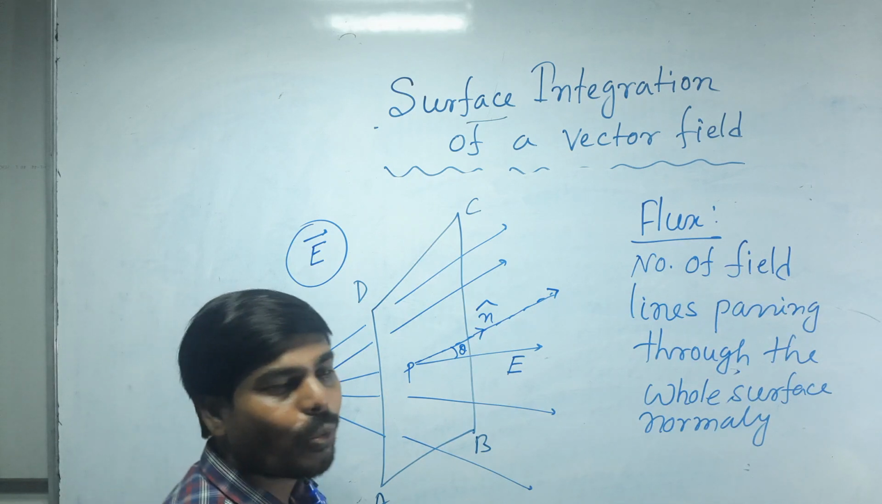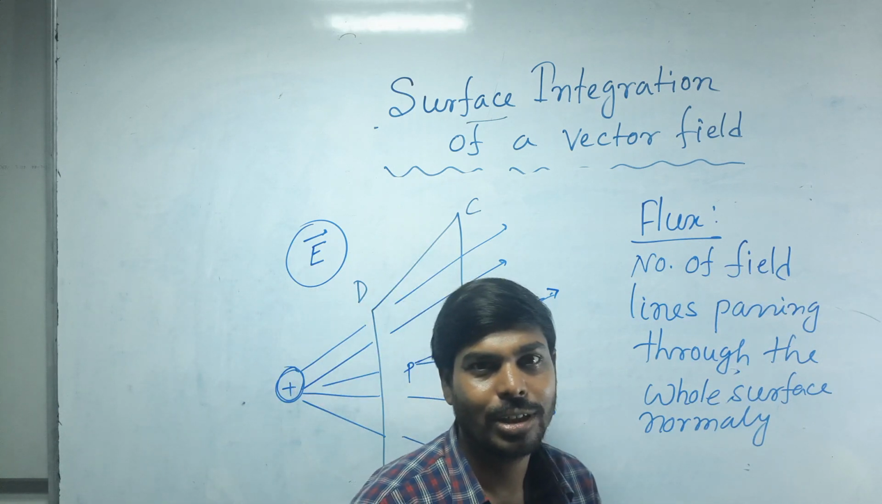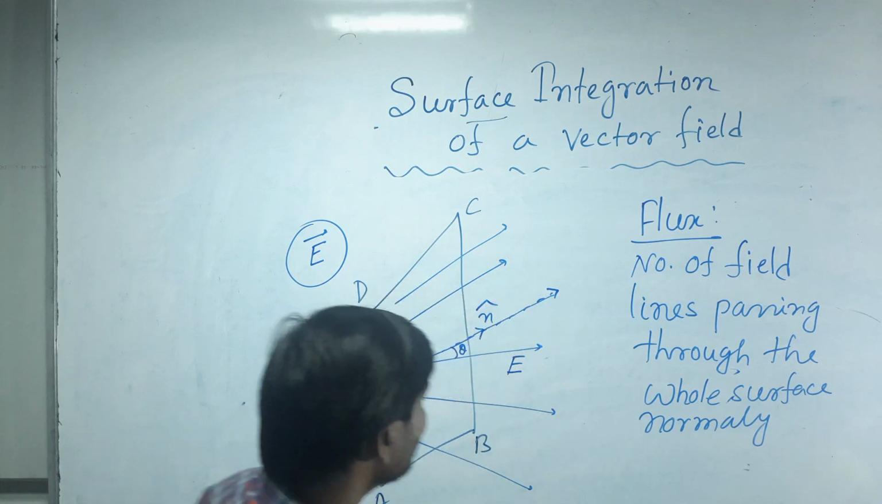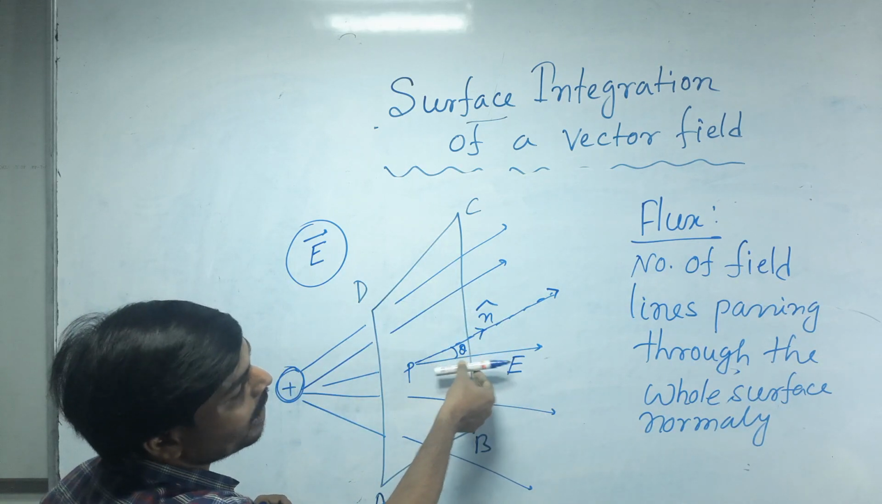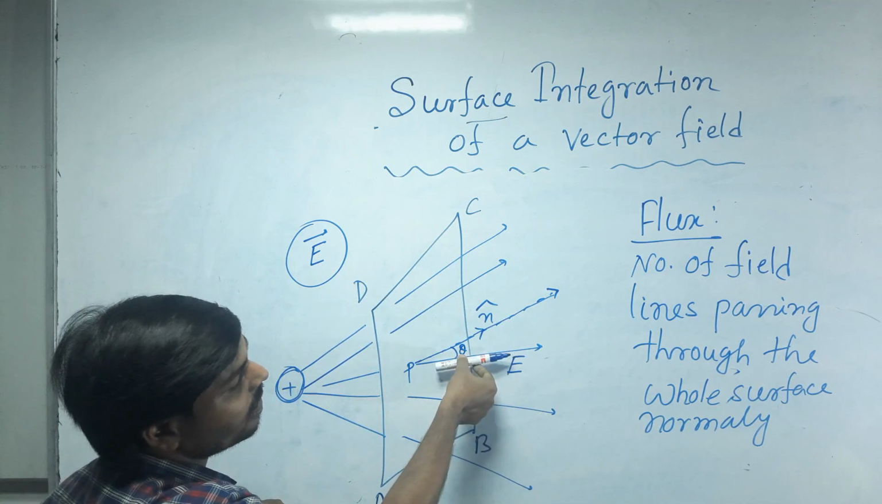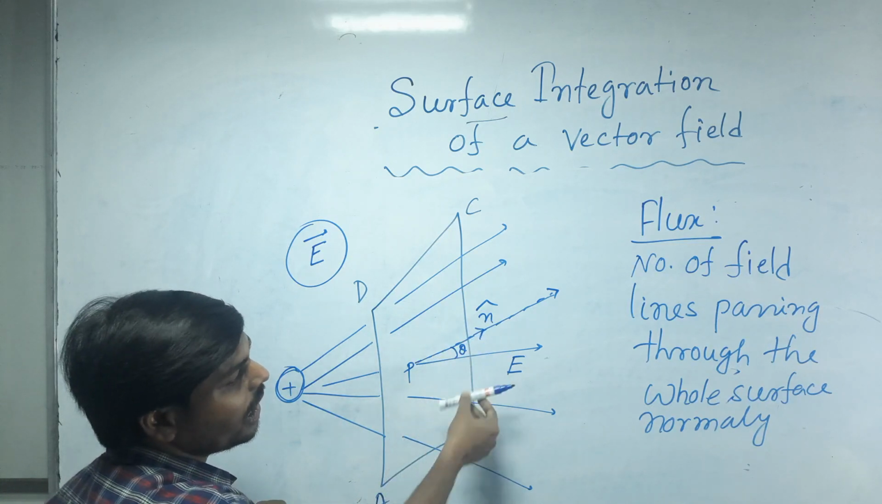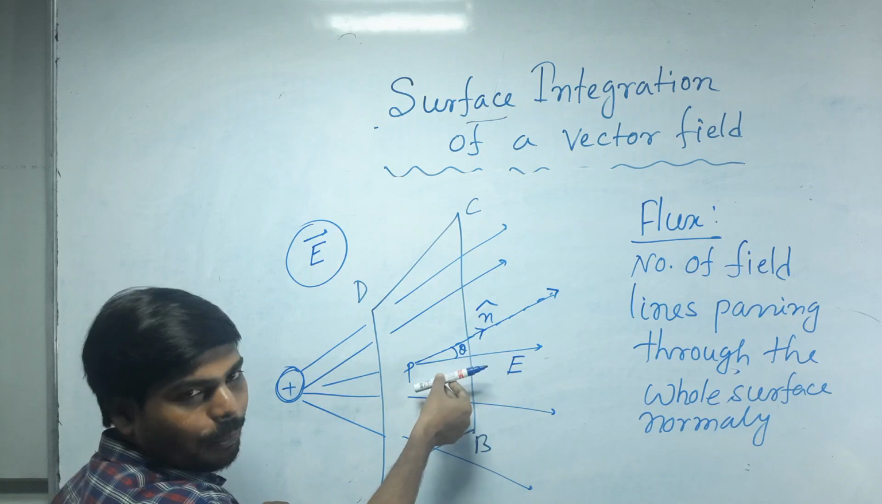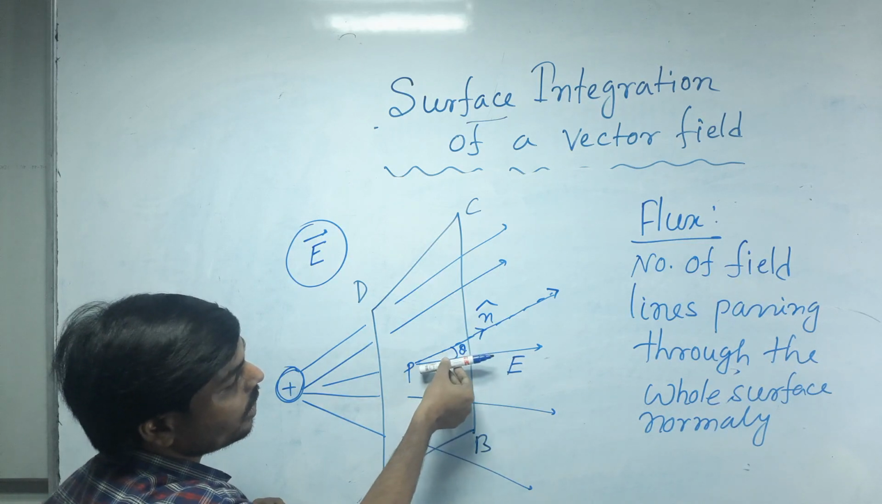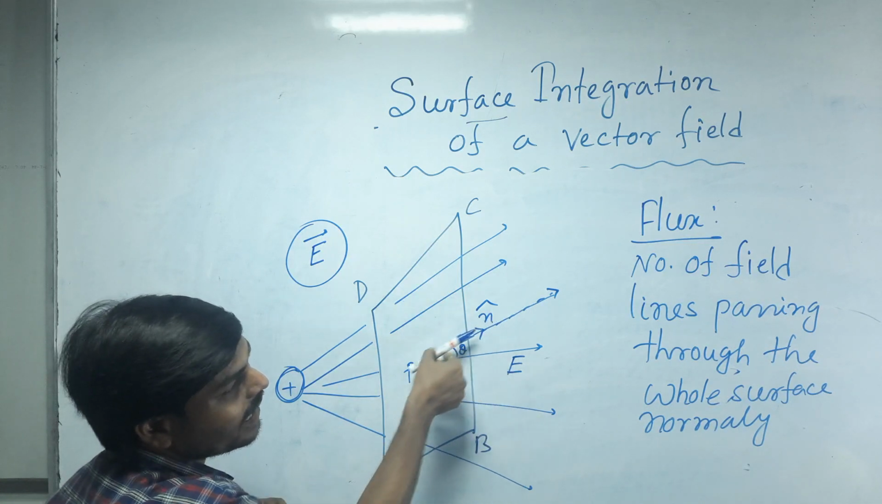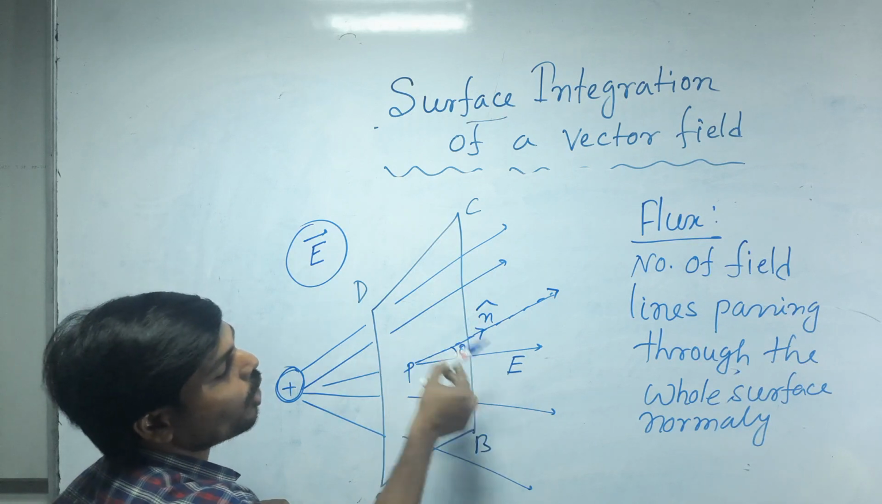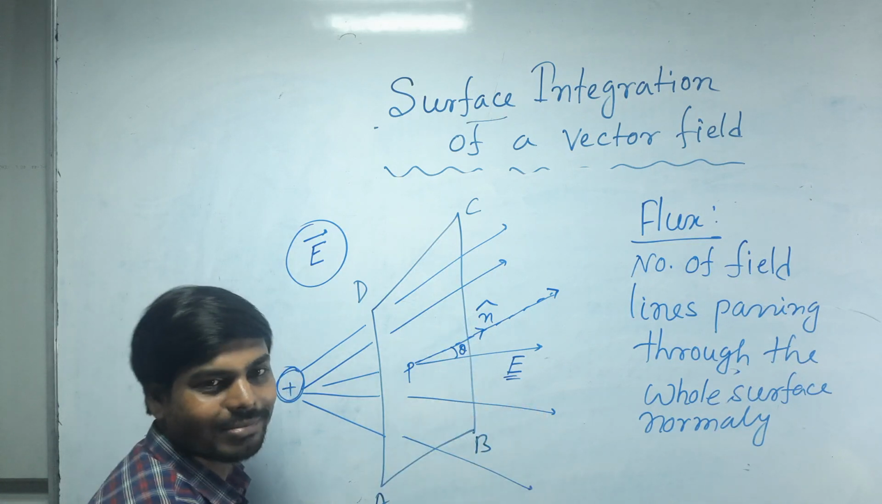So first, what do we have to find out? To find out the flux, first we have to find out the normal component of this vector, that means the component along this n cap direction. If we want to make two components of this E vector, the component which is along this n cap direction is the normal component of the E vector.